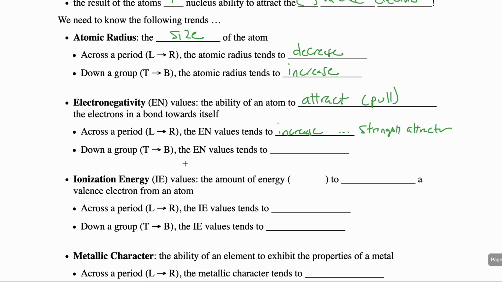Whereas down a group, the electronegativity values tend to decrease. So there is less attraction or less pull on those electrons in a bond.